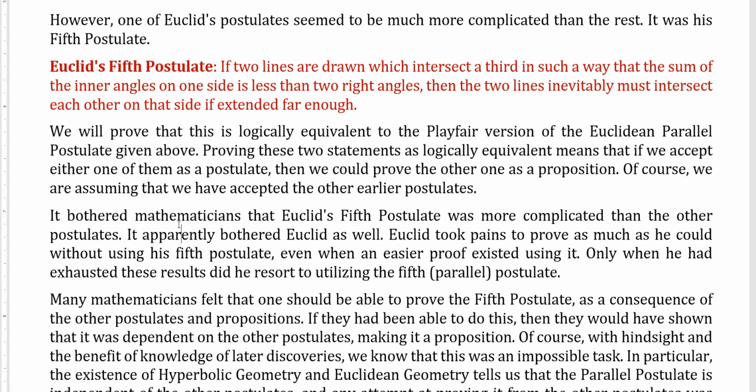So it bothered mathematicians that Euclid's postulate was more complicated than the other postulates, and apparently bothered Euclid as well. Euclid took pains to prove as much as he could without using his fifth postulate, even when an easier proof existed using it. Only when he exhausted all these results did he resort to utilizing the fifth or parallel postulate.